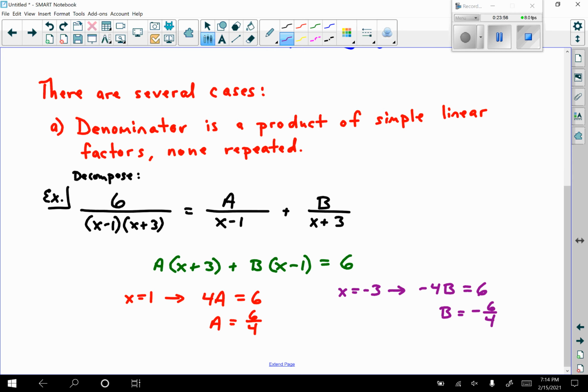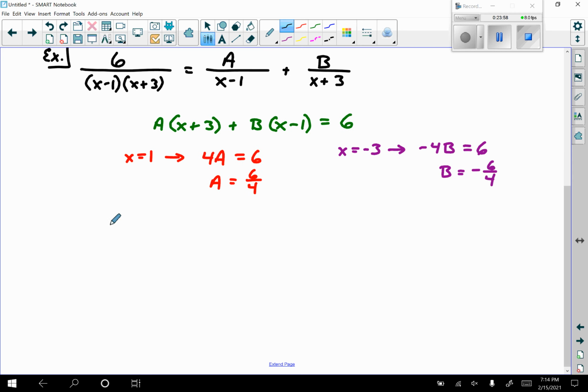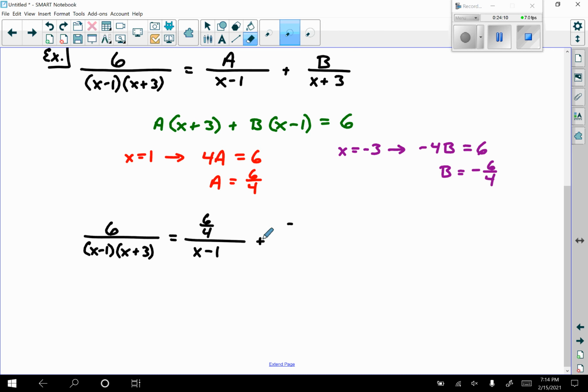So now I can go back to my fraction and say, well, 6 over the product of these two binomials can be separated into 6/4 over x minus 1 minus 6/4 over x plus 3. Then we can integrate this term by term. Now there's other ways you can simplify this as well.